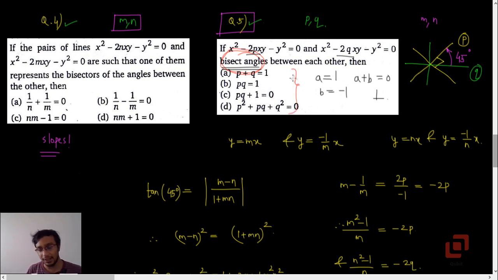So we will now find that out. To do that, what I have done is I have assumed that the individual lines given by the p equation are y equal to mx and y equal to minus 1 upon mx, and the lines given by the q equation are y equal to nx and y equal to minus 1 upon nx.